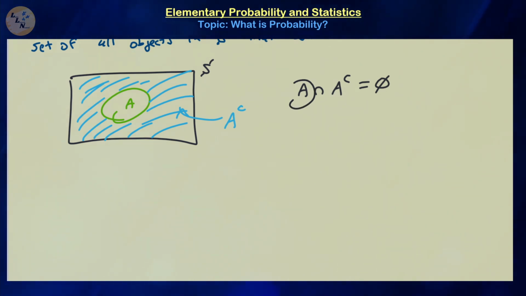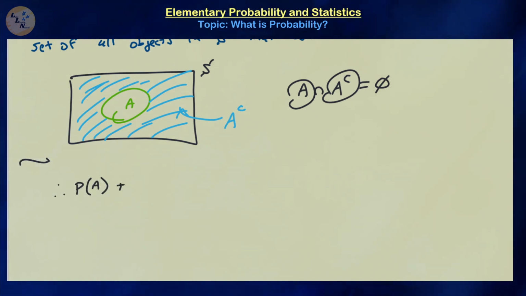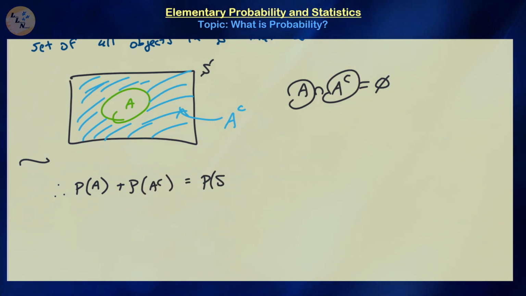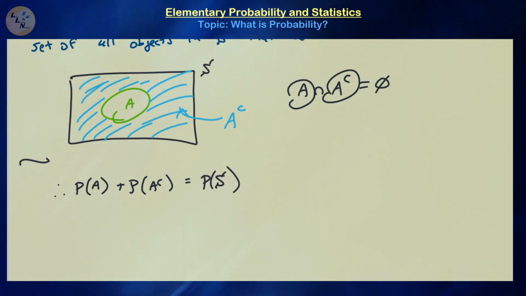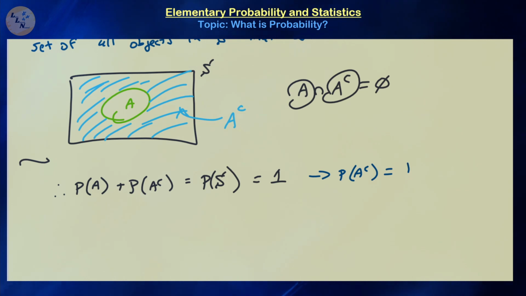So if A and its complement partition a sample space, what does that give us? That means the probability of A plus the probability of its complement must be equal to the probability of the sample space, right? Because they are disjoint events and they must sum up to all of the values in the set. And we know that the probability of something occurring out of everything is always going to be equal to 1. So from this, we can get a formula for the complement. The probability of A complement is just going to be 1 minus the probability of the original event.